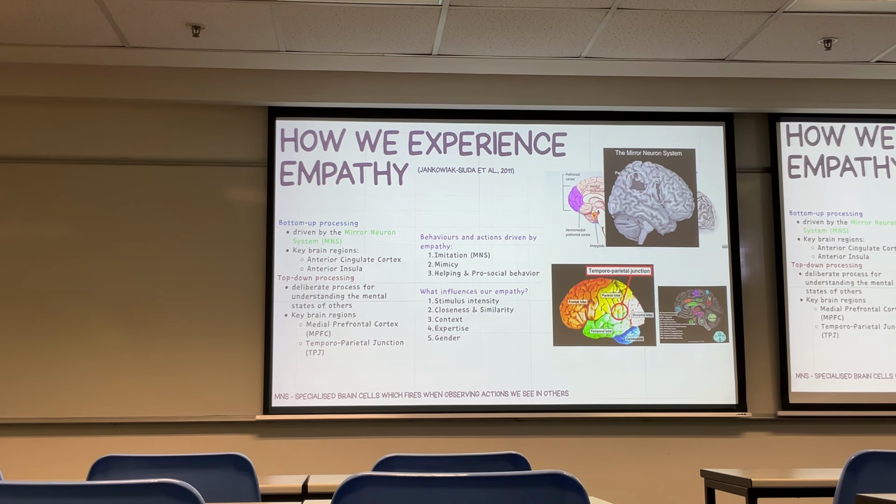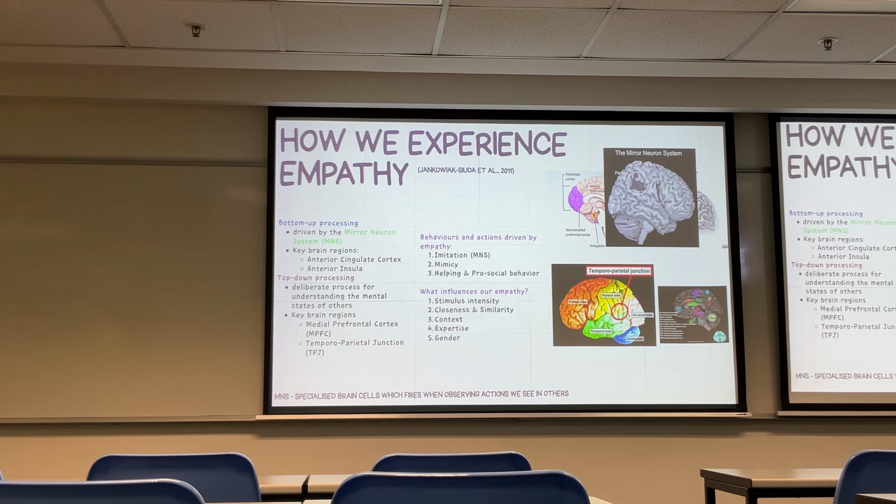Firstly, through bottom-up processing, which is driven by the mirror neuron system. As mentioned before, mirror neurons are the brain cells that respond or fire to actions we observe in others. They fire in the same way when we recreate the action ourselves, and they're also responsible for other sophisticated behavior and thought. The other key regions are the anterior cingulate cortex and anterior insula, which are considered part of the extended network, but not in the core system of the mirror neuron system. Secondly, top-down processing, which involves the regions of medial prefrontal cortex and temporoparietal junction. The behaviors and actions we would use would be imitation, mimicry, and helping in pro-social behavior.